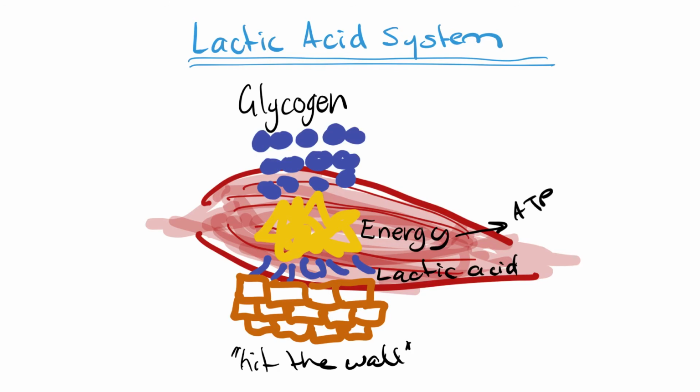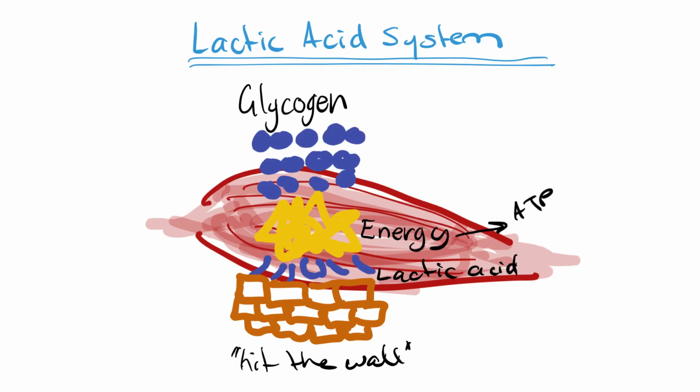Now, this lasts a little bit longer than the ATP-PC system, so we're looking at 30 seconds to 3 minutes depending on the level of intensity. So activity that's 70 to 95% of maximum effort. The main cause of fatigue for the lactic acid system is the accumulation of lactic acid, which is due to an increase of hydrogen ions in the muscles. And obviously the byproduct of this system is lactic acid.